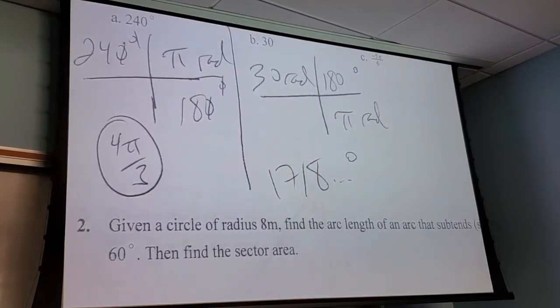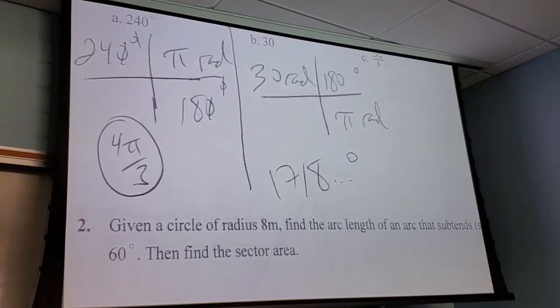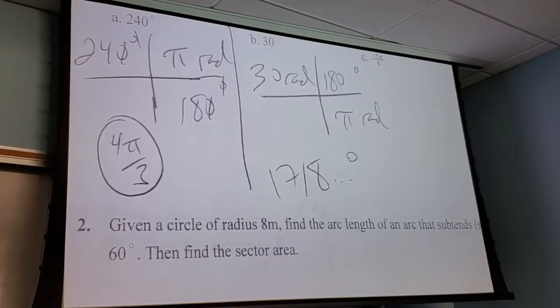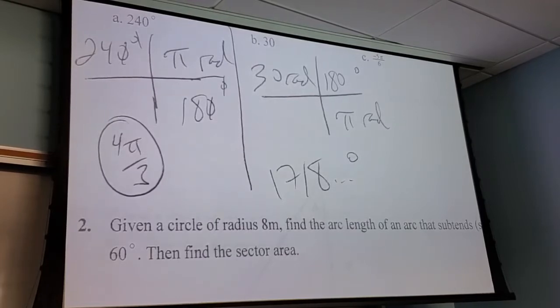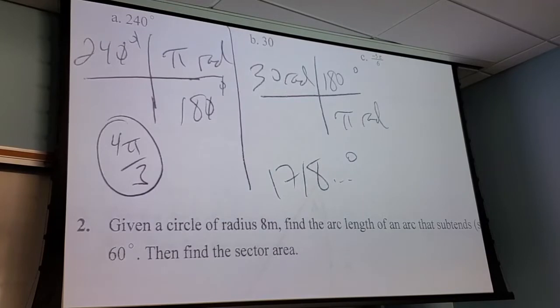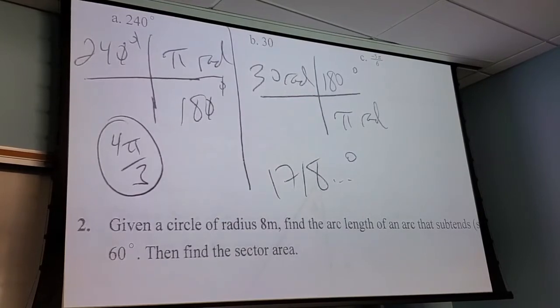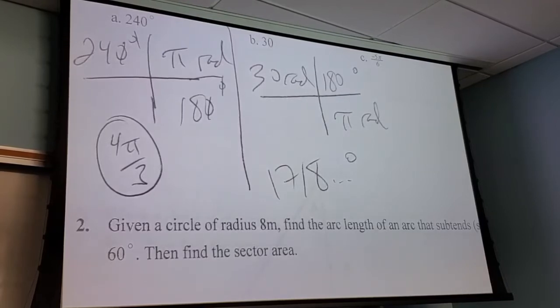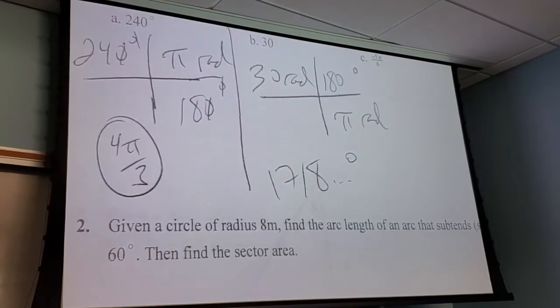How many radians in a full rotation? 2 pi. That's only 6.28. Twice pi is roughly 6. Are you guys with me? So it's just a little over 6 radians to go how many degrees? How many degrees in a full rotation? How many degrees in a circle? 360, right? So a little over 6 radians is the same thing as 360 degrees.